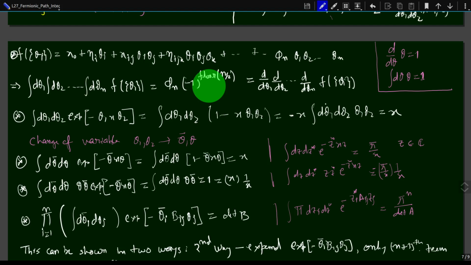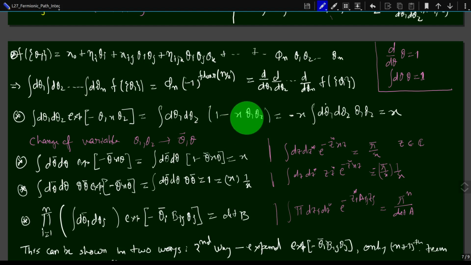So with this setup of derivatives and integrals, we start moving towards the kind of integrals we are interested in, which is a multi-dimensional integral of an exponential function. We start with two dimensions. The integration over theta 1, theta 2 of exponential of minus theta 1 x theta 2 can be written by just expanding the exponential. It will have the 0th term and the first term. The second term will require theta 1 squared, so that and higher order terms are 0. So this is the exact expansion of the exponential.